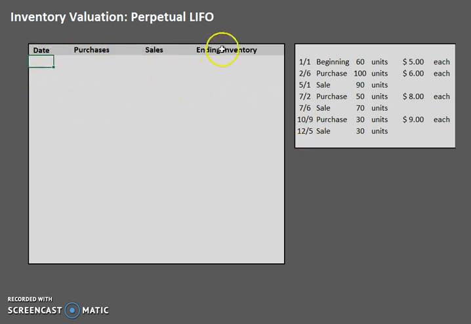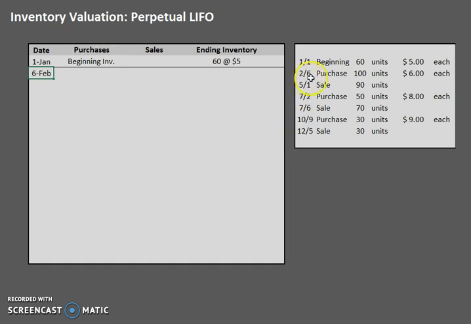Now, I highly recommend that you use a chart like this one here, starting with your date, purchases, sales, and ending with ending inventory. That way we can update our ending inventory after each and every transaction. So let's start taking a look at the data on the right hand side here. On the first, we had beginning inventory of 60 units, which we paid $5 each for. So let's start by putting that on our chart. So January 1st, a little note that this is our beginning inventory and 60 units, which we paid $5 each for.